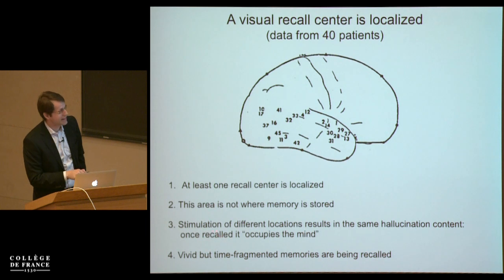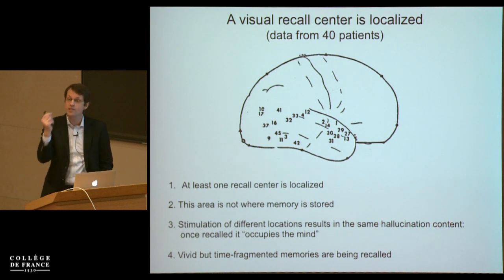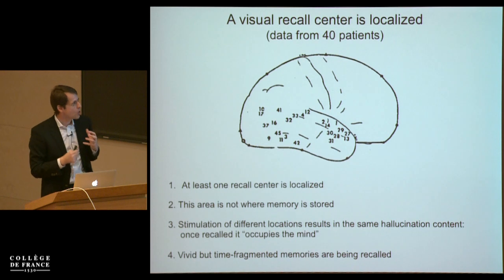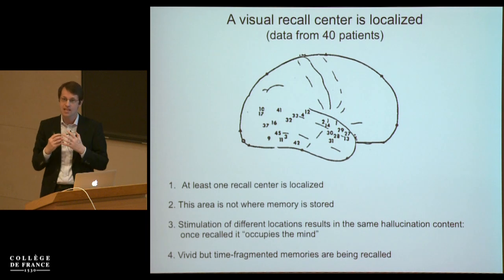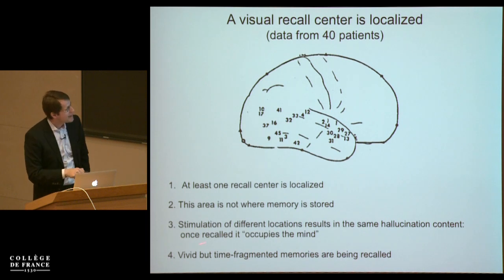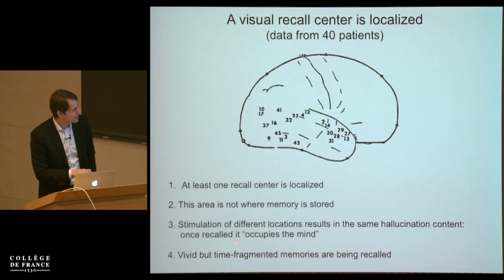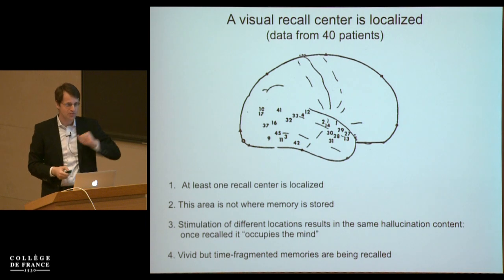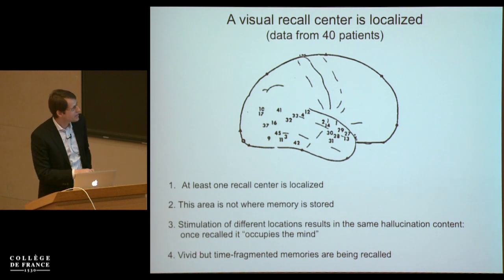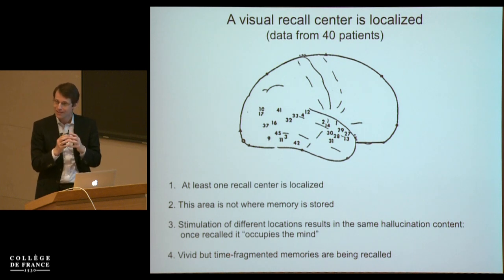And then very importantly, and this is really striking, stimulation of different locations results in the same hallucination content. So it seems that once you recall an event, it occupies your mind, and no other areas bring in a different experience. And the last one is that these memories were not just simple facts, like the English translation of this word is that. Rather, they were vivid but time-fragmented memories, little chunks of videos together with audio that came back to them.